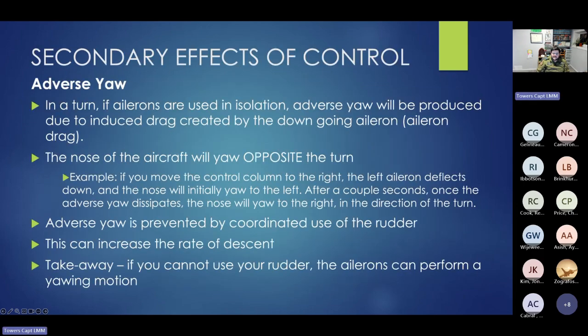All right, now we'll get into the secondary effects of control.